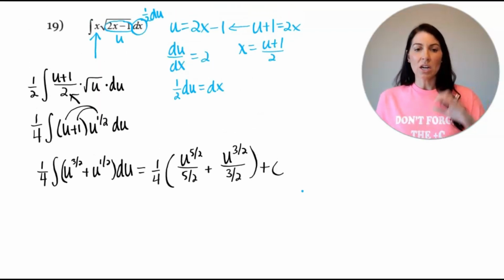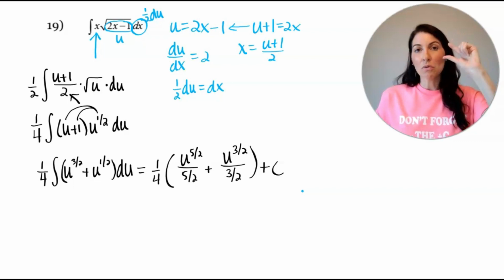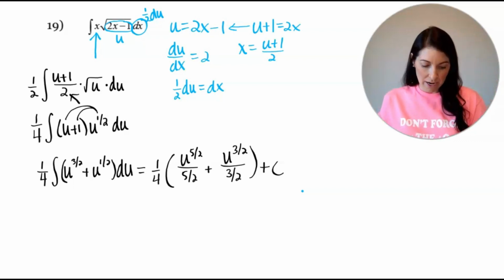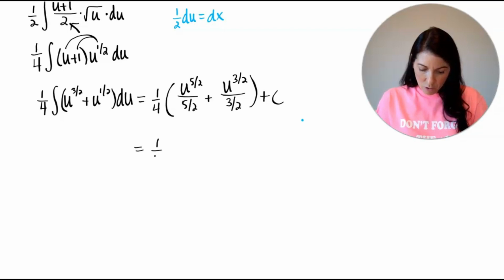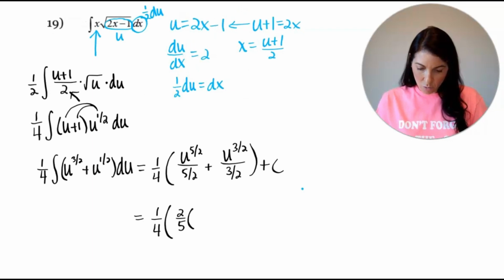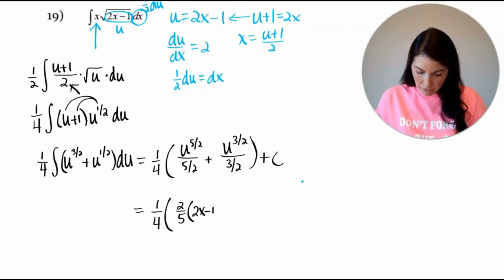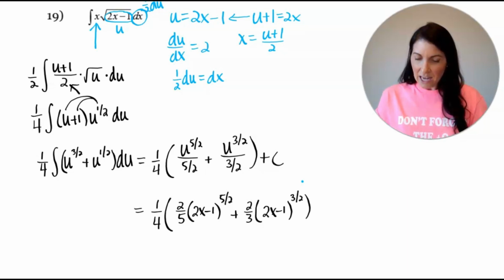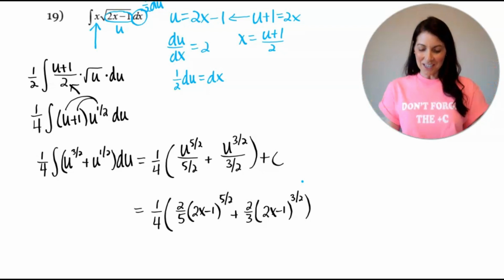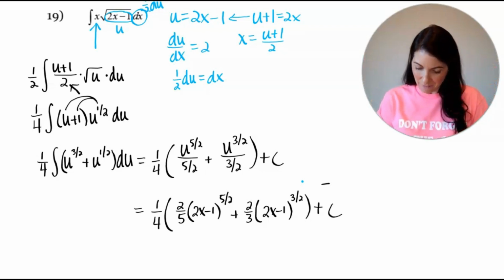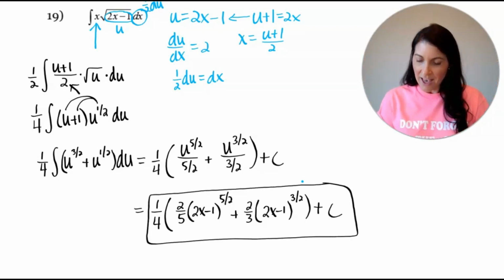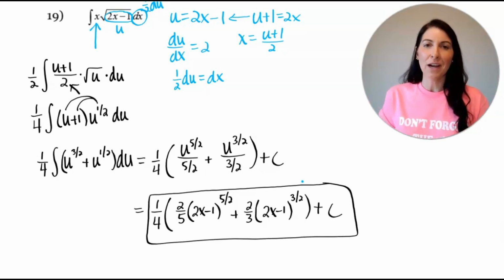Instead of dividing by a fraction, I'm going to multiply by the reciprocal and also replace the u with the expression 2x minus 1. So this would be equivalent to 1/4 times 2 divided by 5, and then our u was 2x minus 1, so that'd be (2x minus 1) to the power of 5/2, plus 2 divided by 3 times the quantity (2x minus 1) to the power of 3/2. And of course, don't forget the plus c at the very end whenever you are solving an indefinite integral. Never forget that plus c.